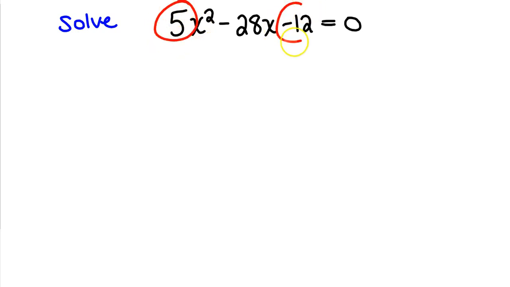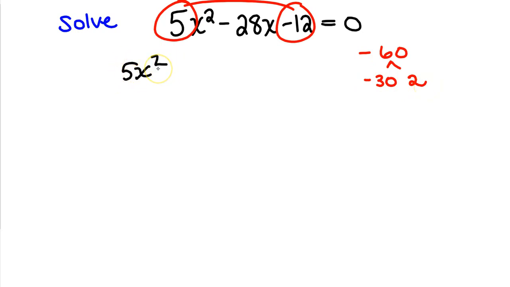I'm taking the 5 and the negative 12, multiplying to get negative 60, and then two numbers that multiply to negative 60 and add up to that negative 28 are negative 30 and positive 2. So I'm taking my 5x squared, bringing that down. Instead of writing negative 28x, I'm writing negative 30x plus 2x minus 12.